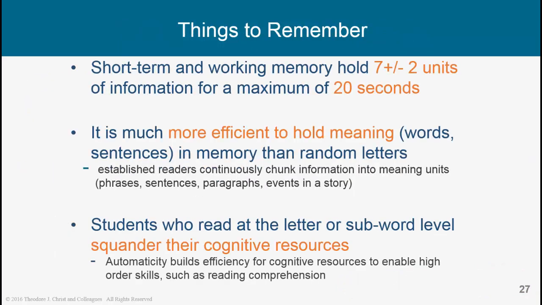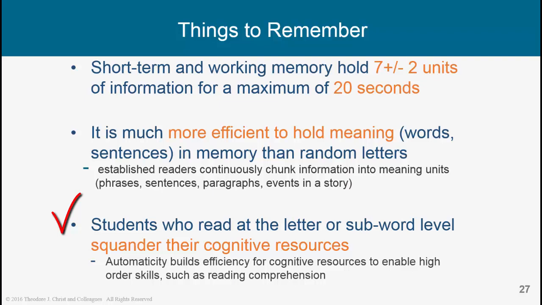So let's recap some of the important things to remember from this lesson. So first of all, working memory holds at most 7 plus or minus 2 units of information and for a maximum of about 20 seconds. So this information is degrading quickly. Second, it's much more efficient to hold meaning units and to read at this level than at the letter or word level. Next, students who read at the letter or subword level are squandering their cognitive resources that could be helping them with the higher level skills.